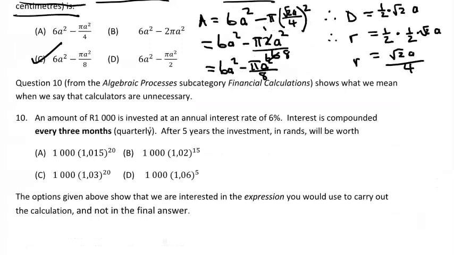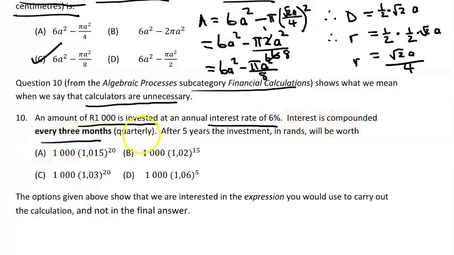The last question. It says here, from the algebraic processes subcategory, financial calculations, show what we mean when we say that calculators are unnecessary. An amount of 1,000 Rand is invested at an annual interest rate of 6%, compounded every 3 months, quarterly. After 5 years, the investment in Rands will be worth.